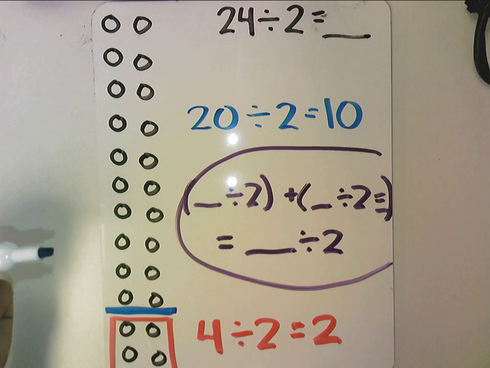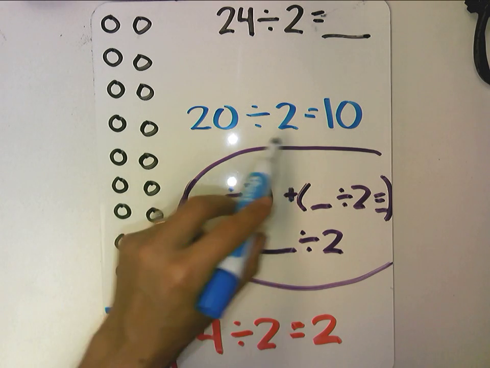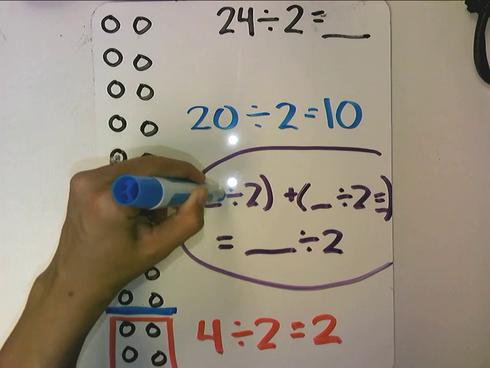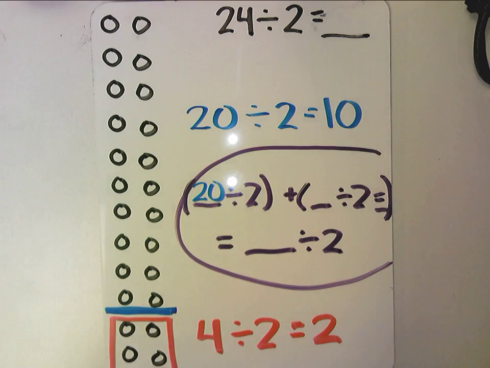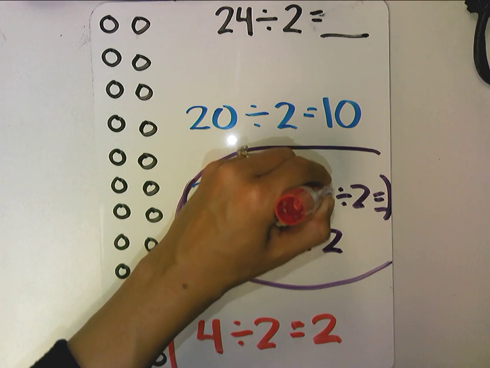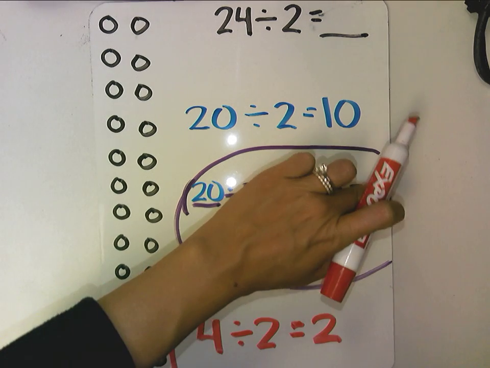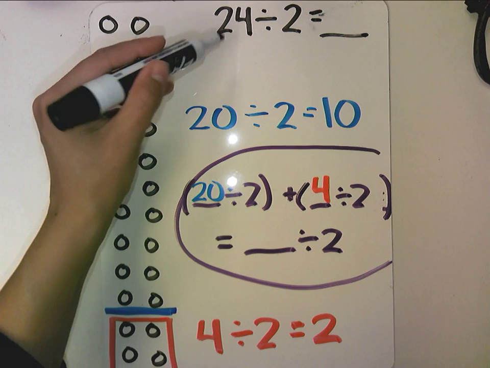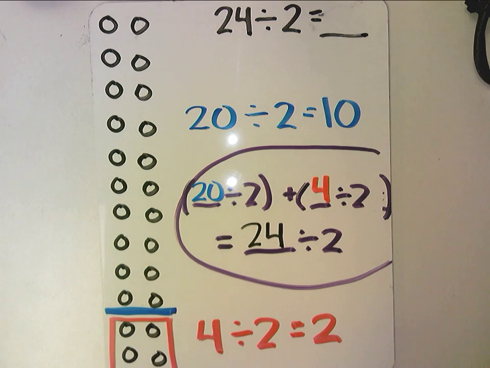So we're going to fill in the totals. Well, what's our first total? 20, because that's the first part of our array, divided by 2, plus 4 divided by 2, equals our whole equation, which is up here, 24 divided by 2.